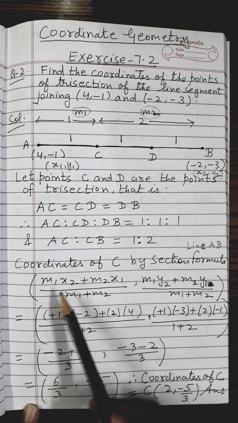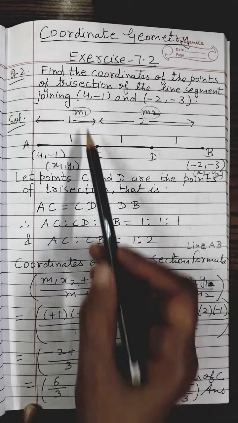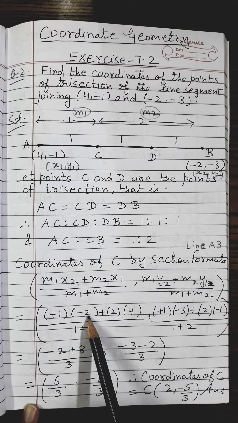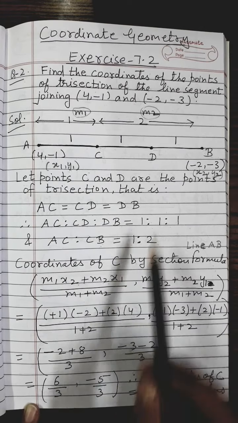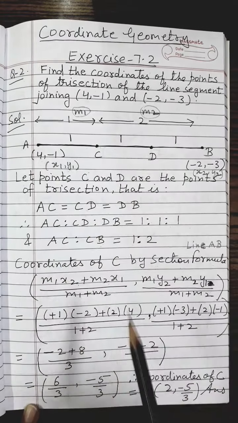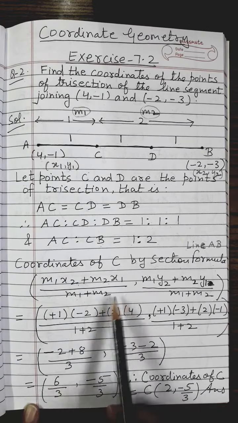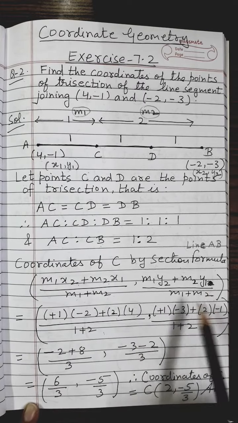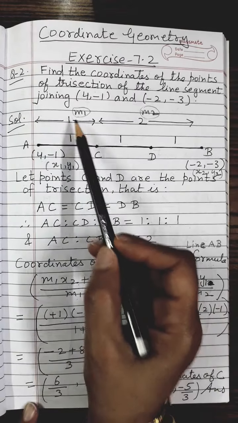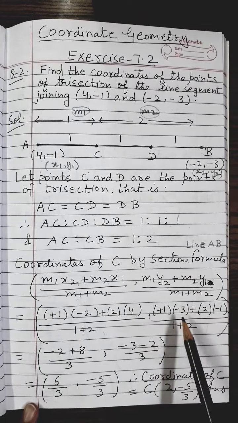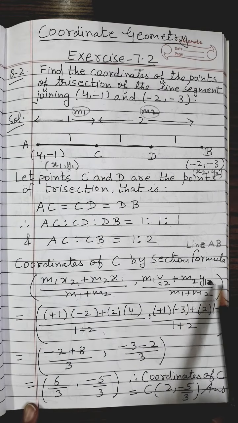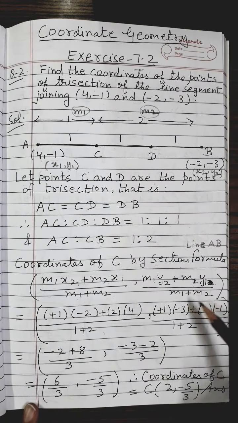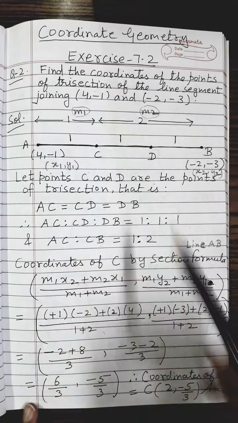So all the values you have here in the figure I have mentioned, so you will substitute these values in this formula. m1 into x2 will be how much? Look here, 1 into -2. So 1 into -2 plus m2 x1, 2 into 4, divided by m1 plus m2, which is 1 plus 2. Come to the y coordinate: m1 y2, 1 into -3, plus m2 y1, 2 into -1, divided by m1 plus m2, which gives you 1 plus 2.